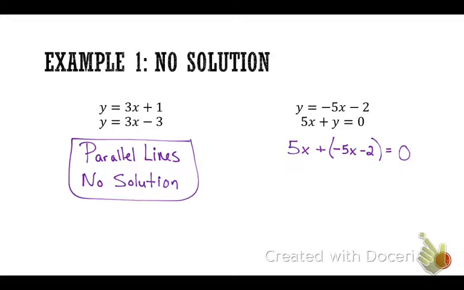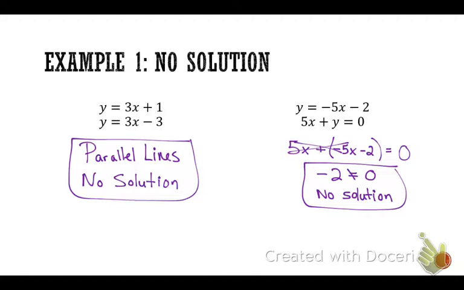So now I'm just going to keep solving for x. You've done this in the substitution section. I just now need to combine my like terms. So what's 5x minus 5x? Zero. Those cancel. So what am I left with? Negative 2 equals 0. Is that true? No. No solution. Negative 2 does not equal 0.